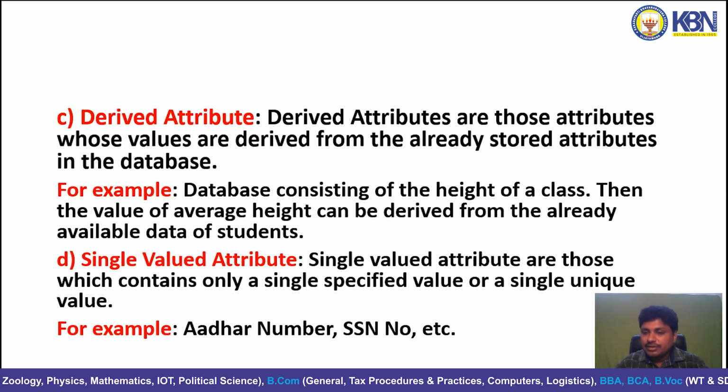Single valued attributes are those which can take only a single specified value or a single unique value. So that means we can take the social security number. This is one of the unique numbers. At the same time, Aadhaar number, PAN number. These are single valued attributes. They may take only single values.